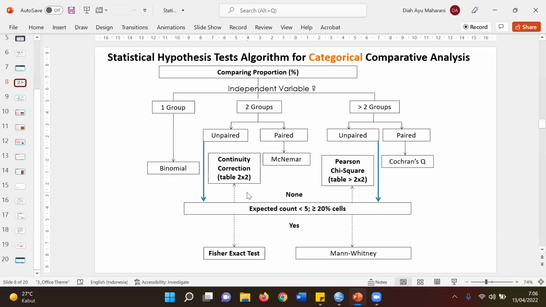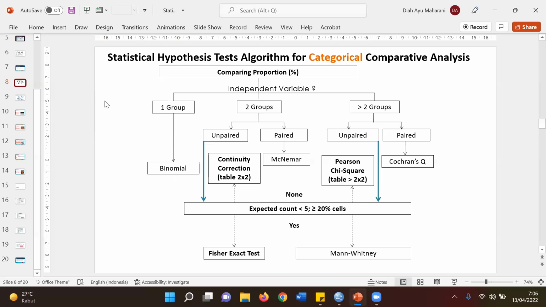If you read journals, you will see that all these tests are usually called chi-square tests. Whether it's continuity correction, Fisher exact, or Pearson, they will call it a chi-square test. For the others, never mind. We will share them in another video.